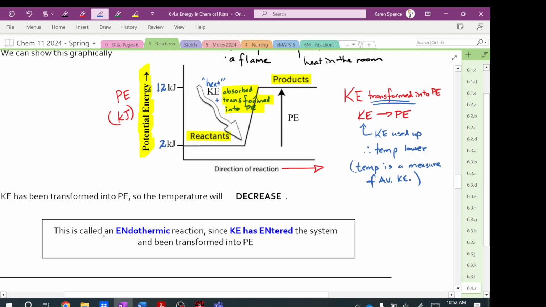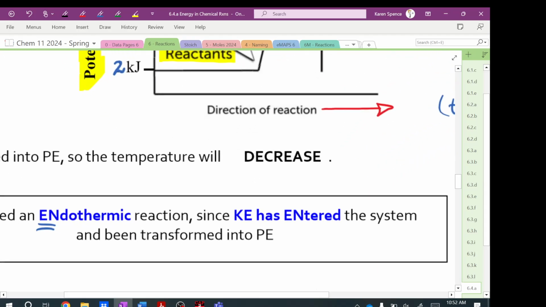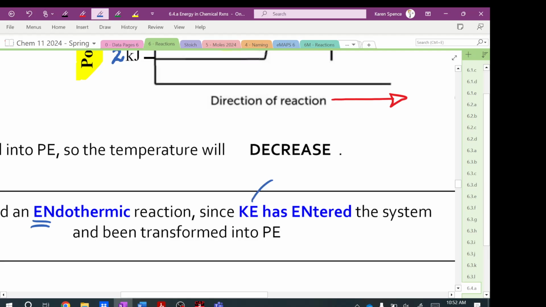So the temperature will decrease. This is called an endothermic reaction, since kinetic energy or heat has entered the system. Is this sounding familiar?